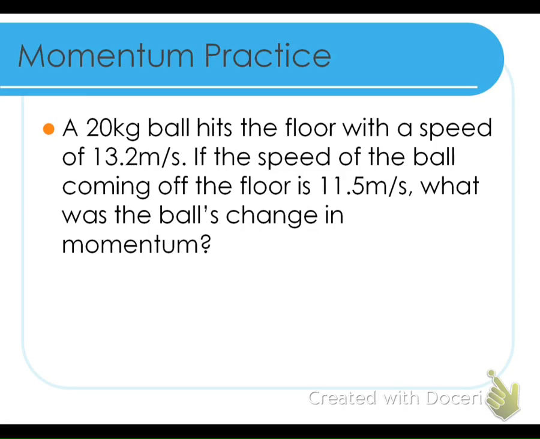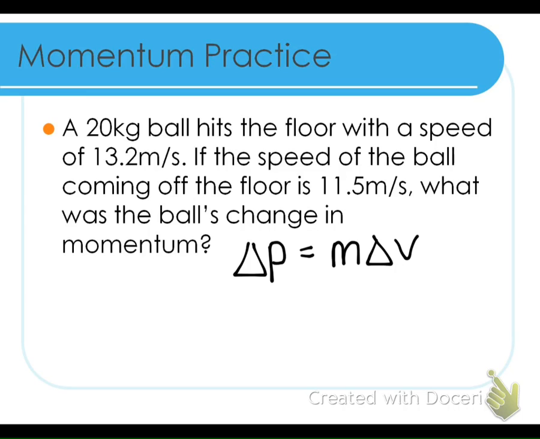All right. A 20 kilogram ball hits the floor with a speed of 13.2 meters per second. If the speed of the ball coming off the floor is 11.5 meters per second, what was the ball's change in momentum? Right, if we're solving for change in momentum, what does that mean we are solving for? To be a change in needs to have what? Yeah, we're solving for delta P. All right, so delta P equals mass times delta V.